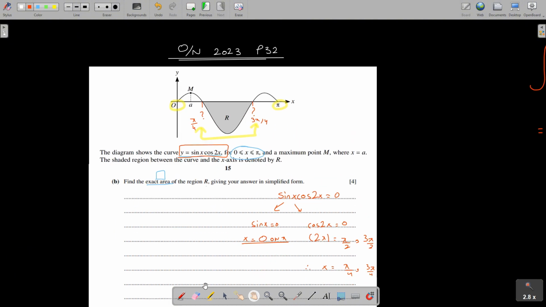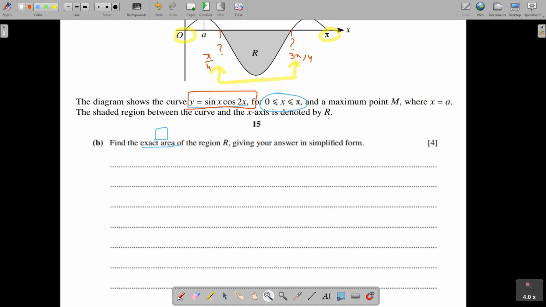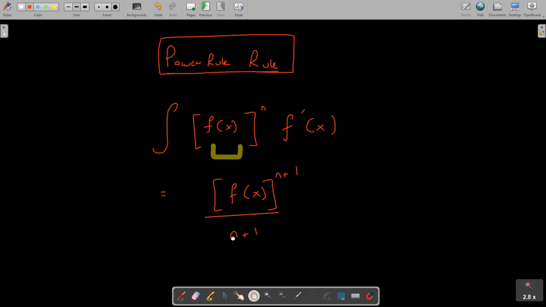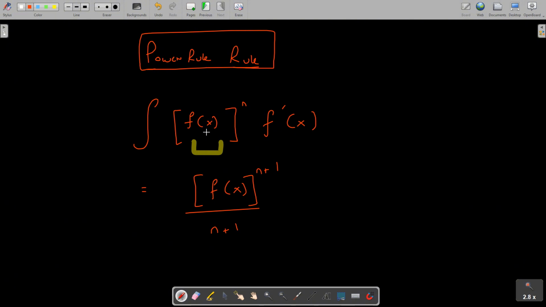And I'll just erase this working so I can solve the integral right here. So now for the integral, we will write this as the integral from pi by 4 to 3 pi by 4 of sin x cos 2x. Now before proceeding, I would like you all to look at this rule, power rule over here, which works for any function as long as you have a function raised to the power of any n. But if you have its derivative outside, you can just apply this power rule right here. Now I'll give you an example.